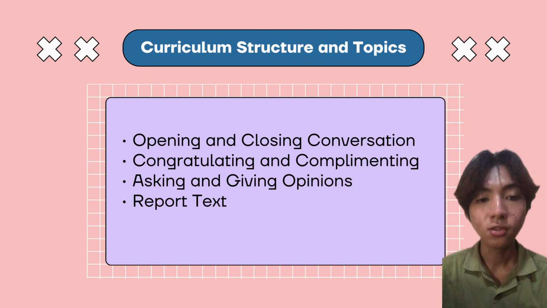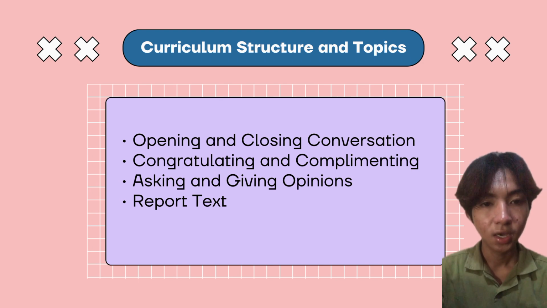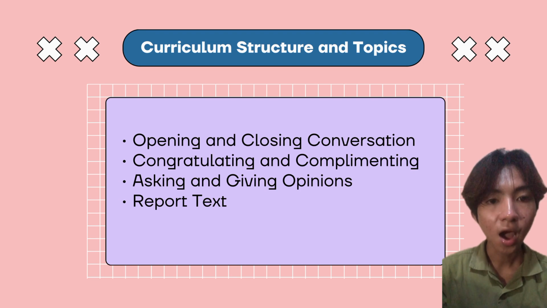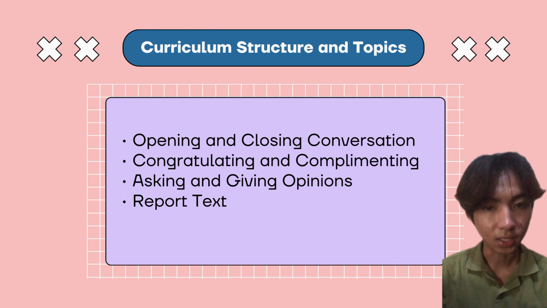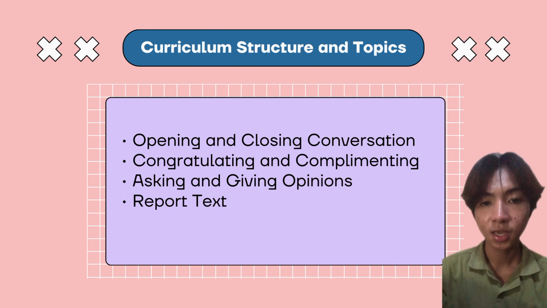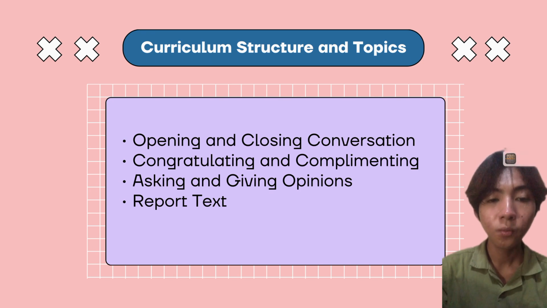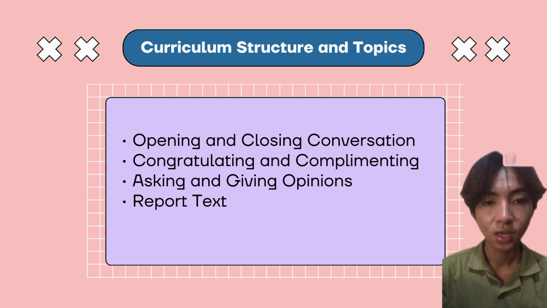The second topic is congratulating and complimenting. Students learn how to congratulate others and give compliments appropriately. The third topic is asking and giving opinions. Students practice expressing their opinions and responding respectfully to others. The fourth topic is report text. Students learn how to understand and write factual text using the correct structures and language features. This topic helps students develop practical communication skills that can be used in everyday situations.